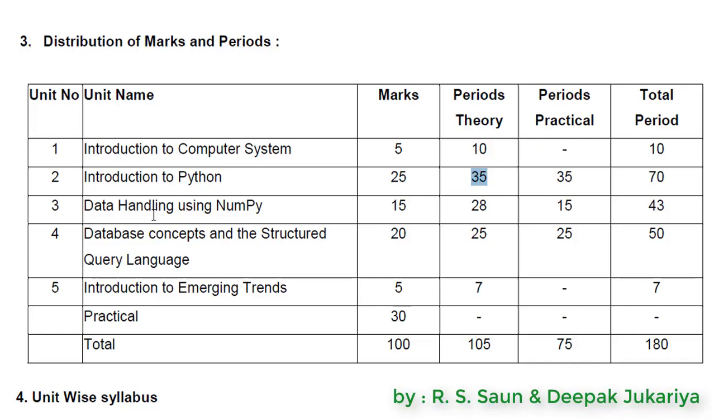It is of 25 marks and 35 periods for practical and theory, so an equal number of periods. Now the next is data handling using Python. This is also a very good unit, and in MCT1 we will have these two units if possible, or otherwise we will conclude our syllabus for MCT1 with this particular chapter, introduction to Python.